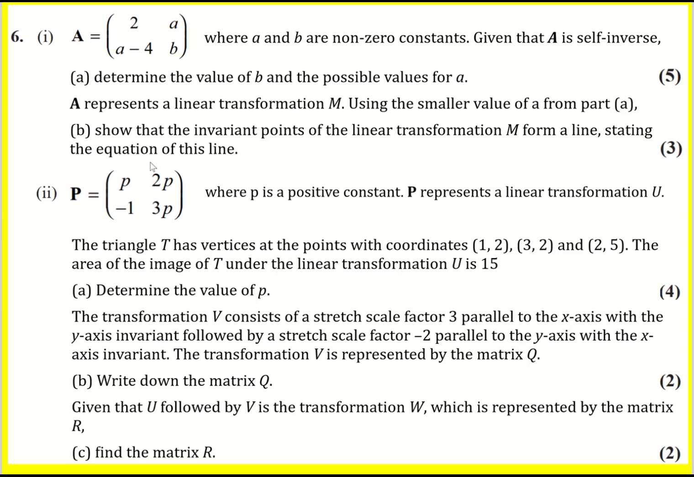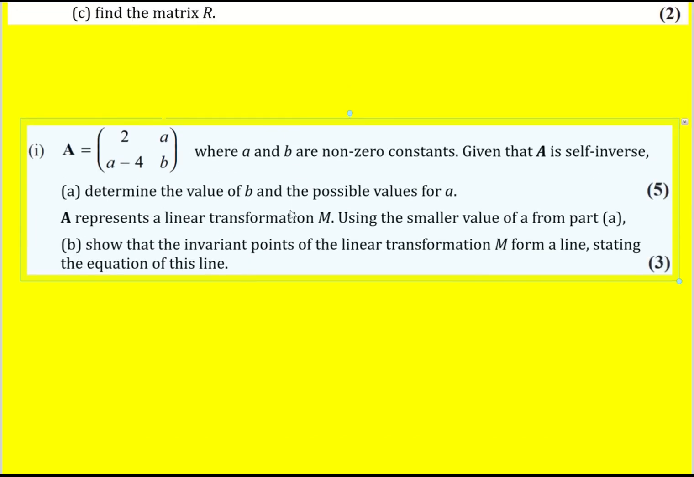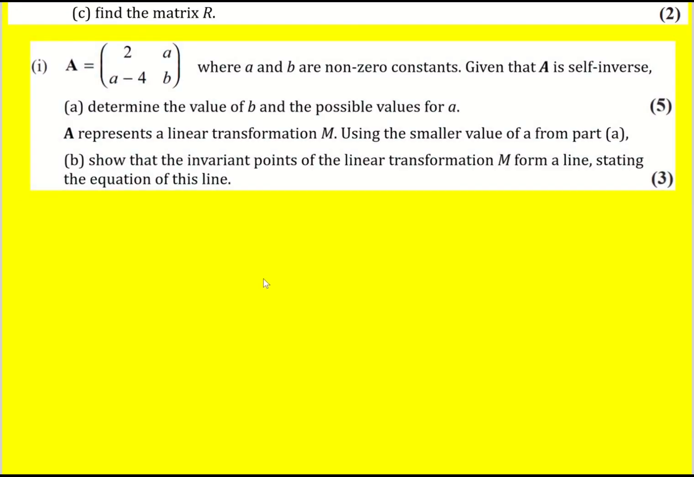There are two parts to this question, and other than them both being on matrices, they're not related. So I'm just going to focus on part one. We're told that A is self-inverse. That means it is its own inverse, and therefore, if we multiply it by itself, we are just going to get the unit matrix. We're asked to work out what value B is and the possible values for A.